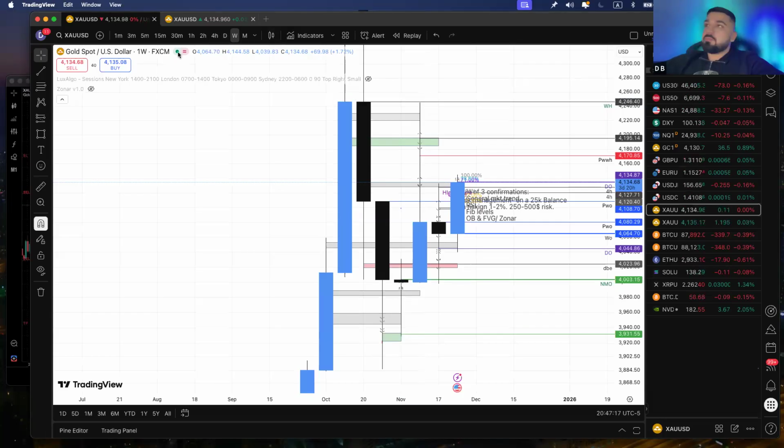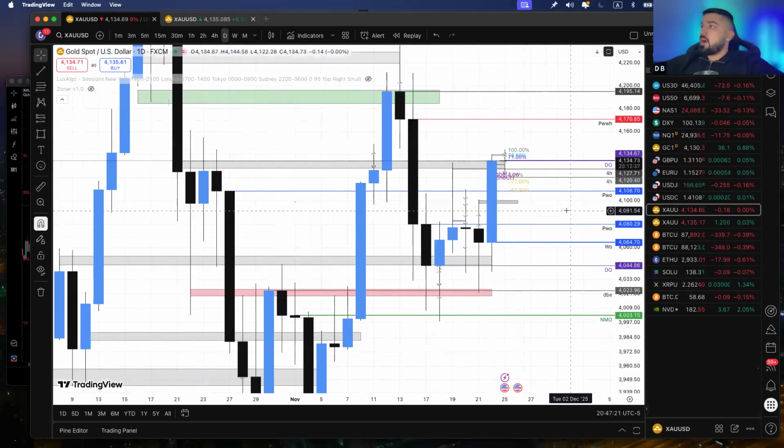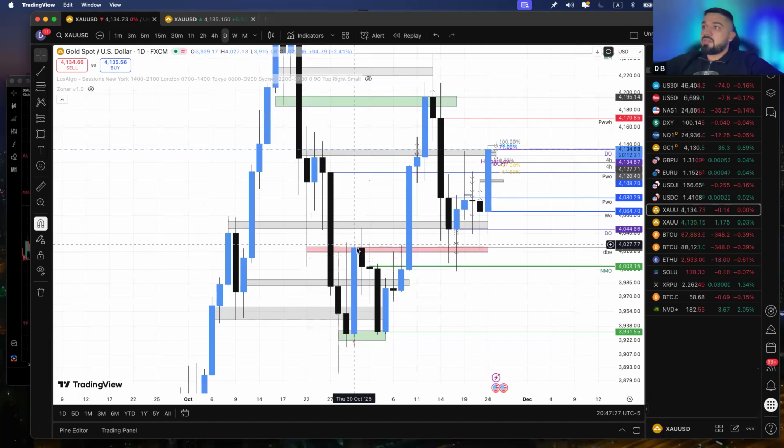Keep that in mind. Next thing is on a daily, I've highlighted where the daily candles open up. Okay, it is very important. So for example, I have this one here. This was my daily bearish candle. And notice how we retest those daily bearish candles with a wick.